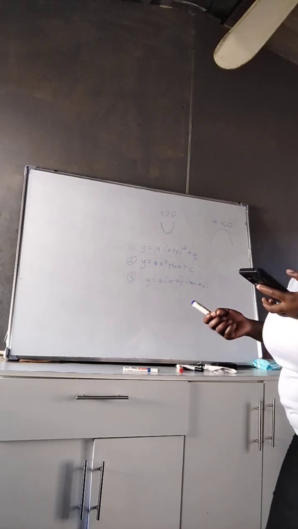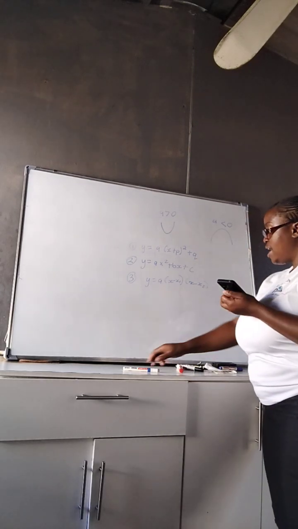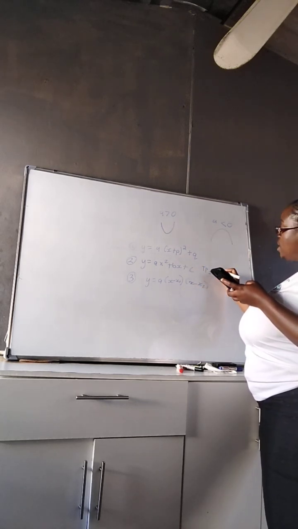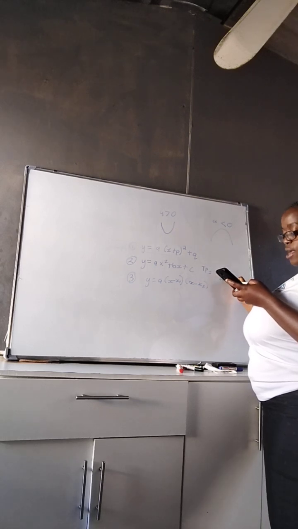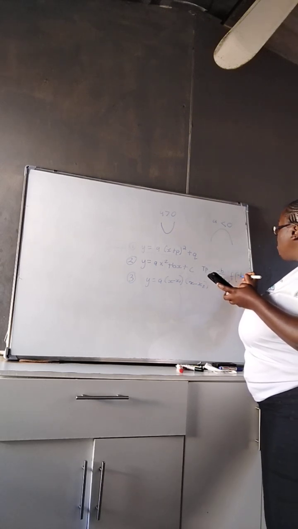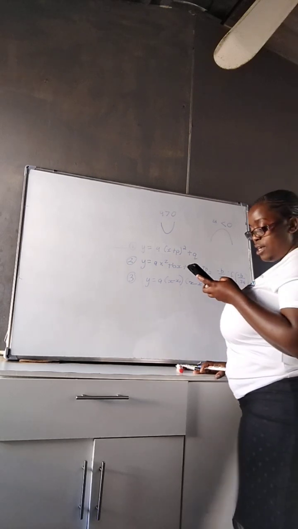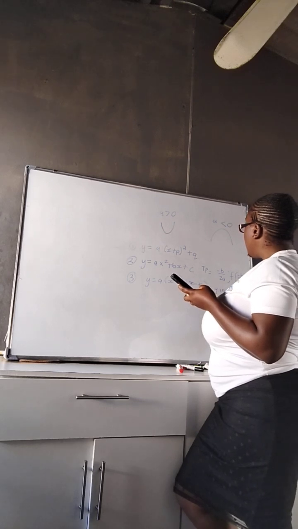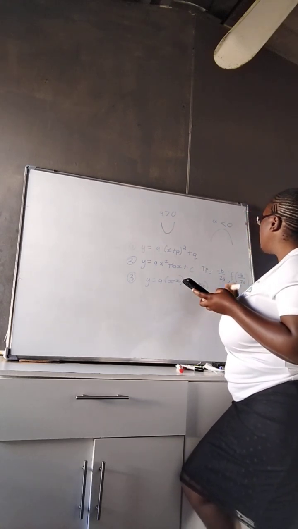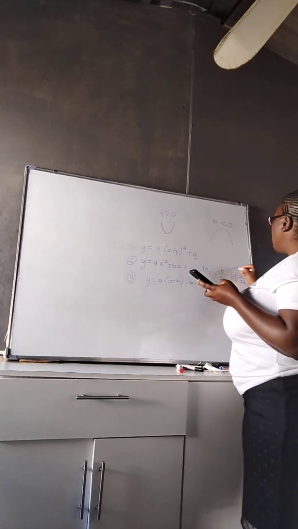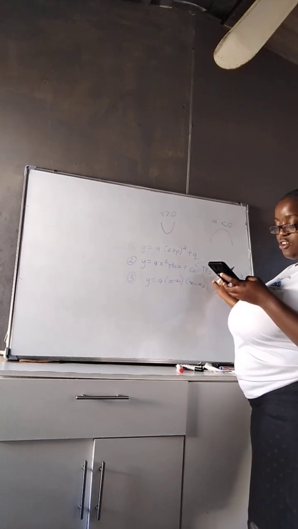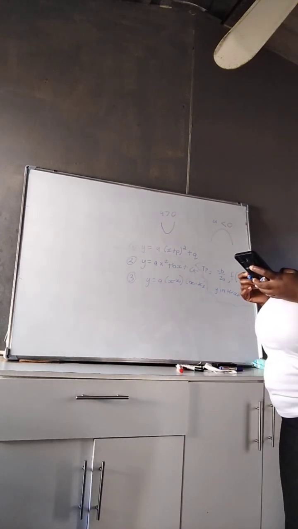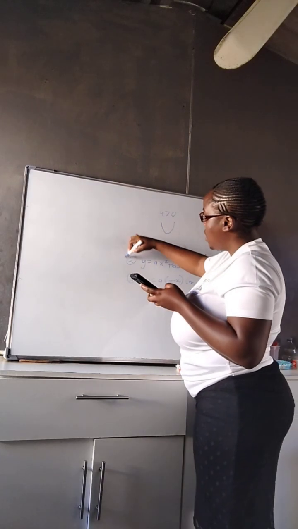So if the graph is like this one here, the turning point will always be at x = −b/2a, and also f(−b/2a), right? And the y-intercept is c, always, for this one. This information is true.